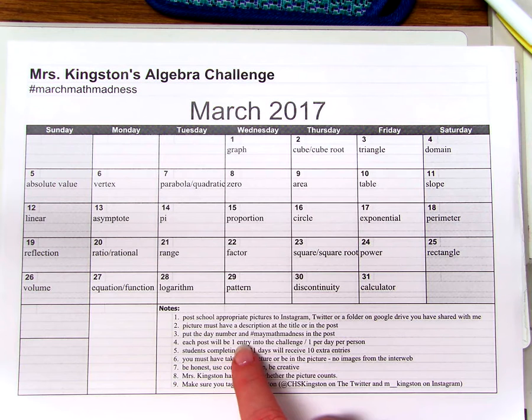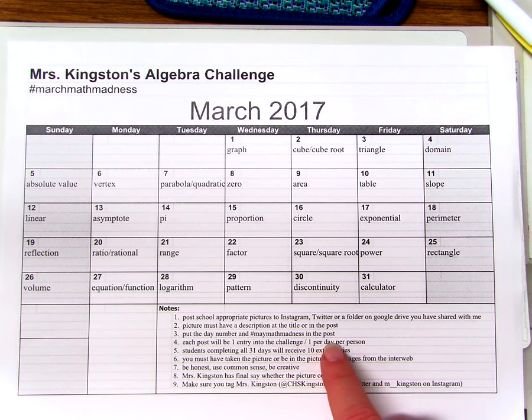Each post will be one entry into the challenge, so one per day per person. Students completing all 31 days will receive 10 extra entries. Entries to what? I'll tell you in a minute. You must have taken the picture or be in the picture. So no, I don't want any images from the interweb.